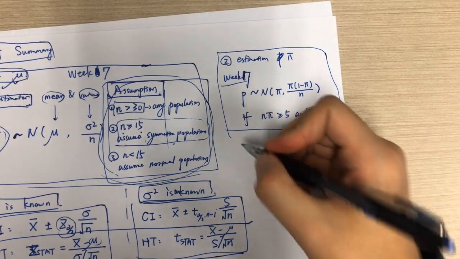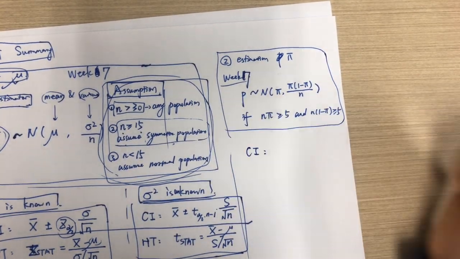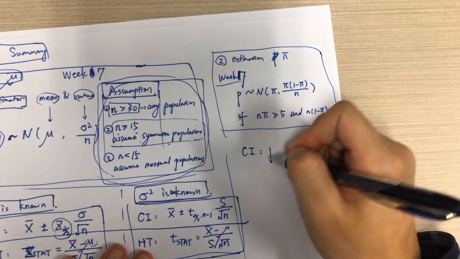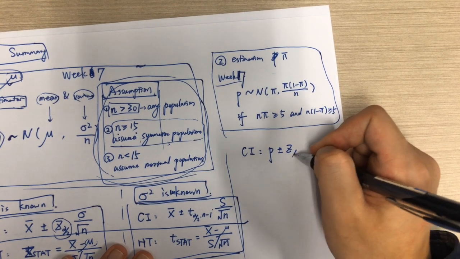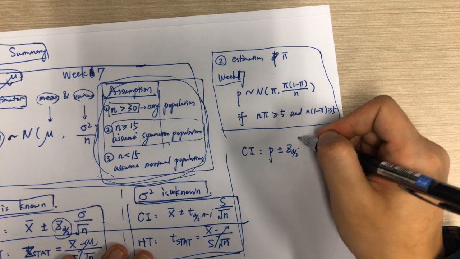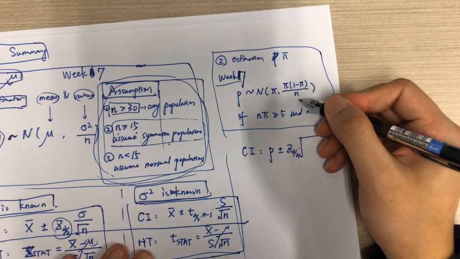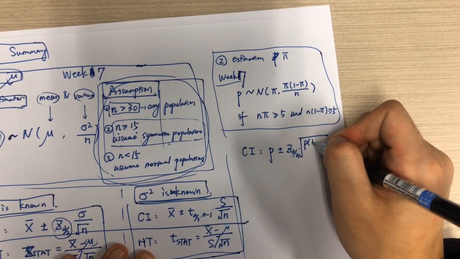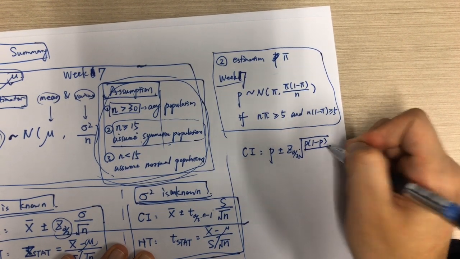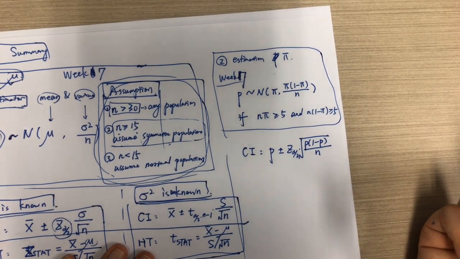So for here, we don't have sigma normal unknown. We only care about the confidence interval. The confidence interval will be built by P plus or minus Z half of alpha multiplied by the standard error. The standard error will be pi times 1 minus pi divided by n, but as we don't know the pi value, we use P here: P times 1 minus P divided by n, because pi is the population proportion, right?